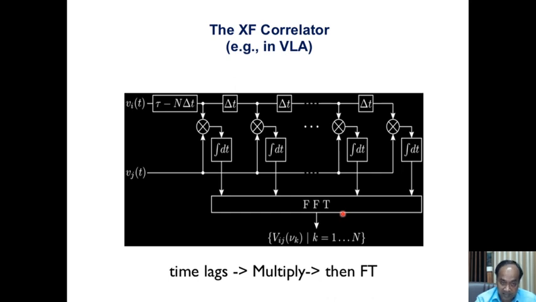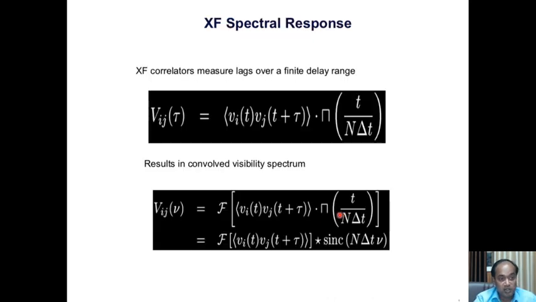Because multiplication and Fourier transform are linear operations, you can do either one first or the other, and the result is the same. Except that when you do multiplication first and then the Fourier transform, you do not generate a sinc square, but only a sinc function, because it appears only once.